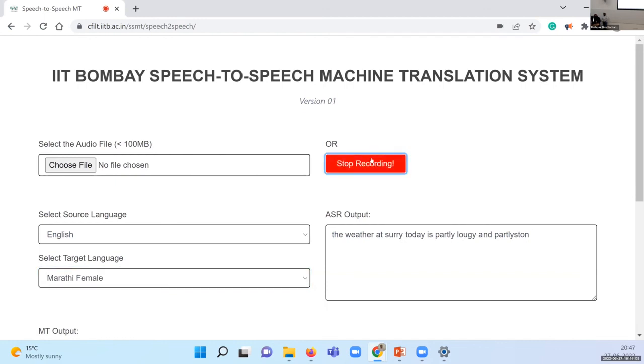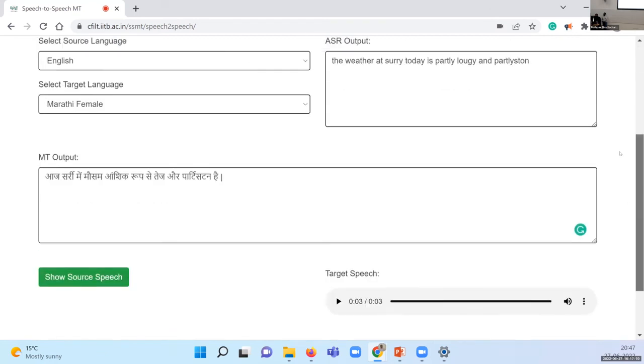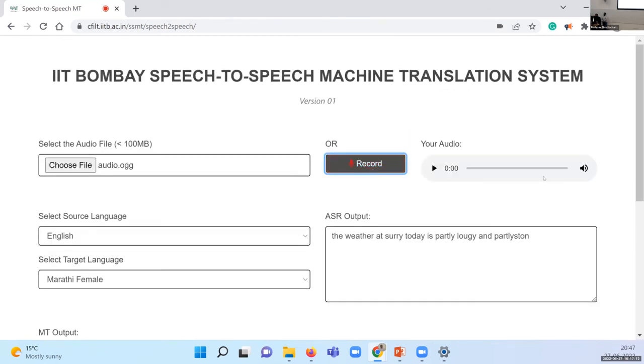The weather at Surrey today is partly cloudy and partly sunny. Actually, it's not very good. Let me take something else.